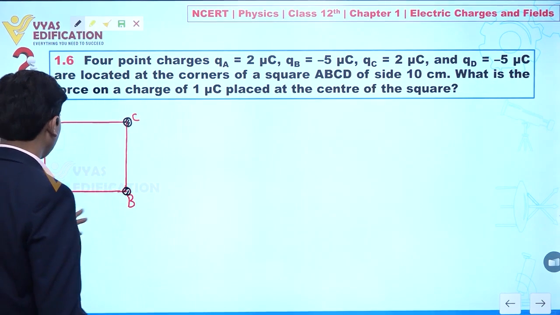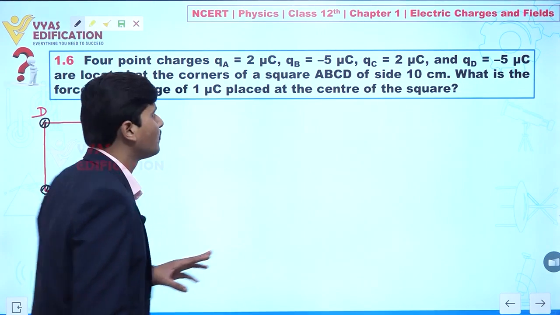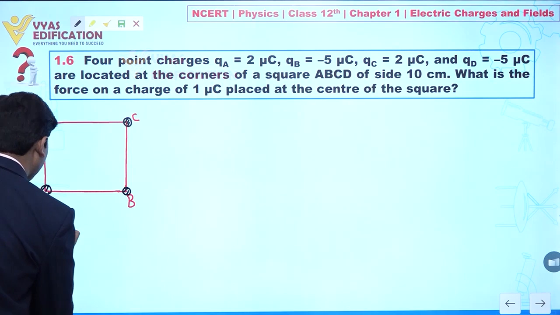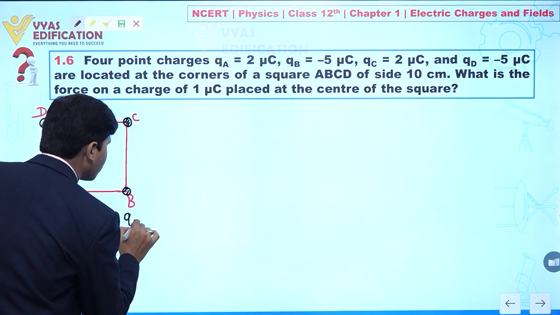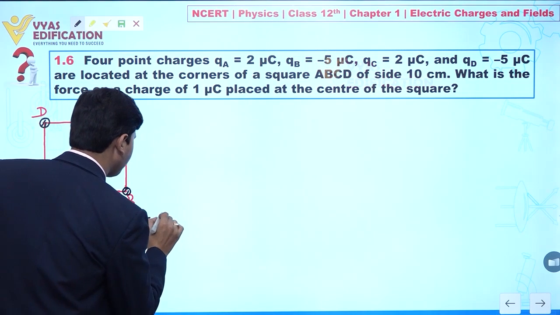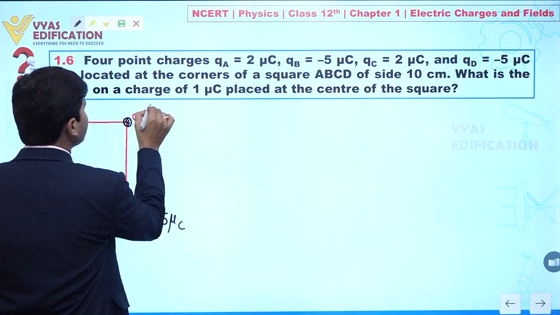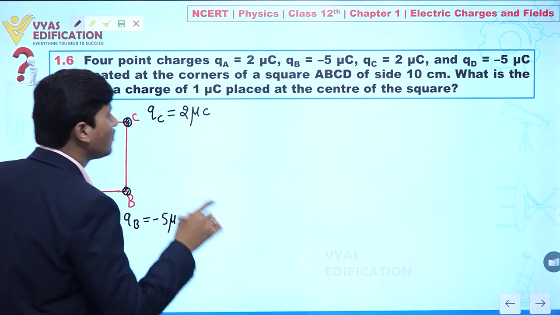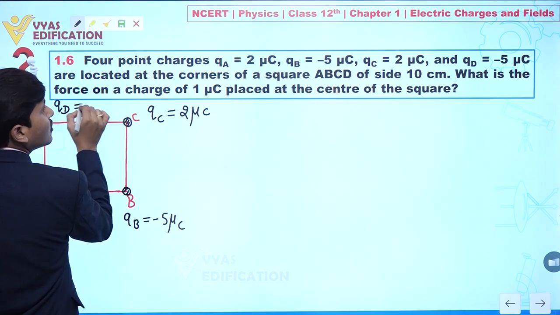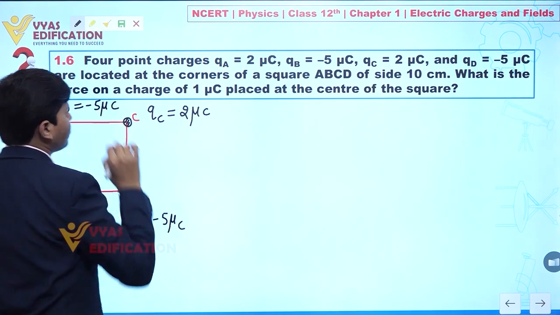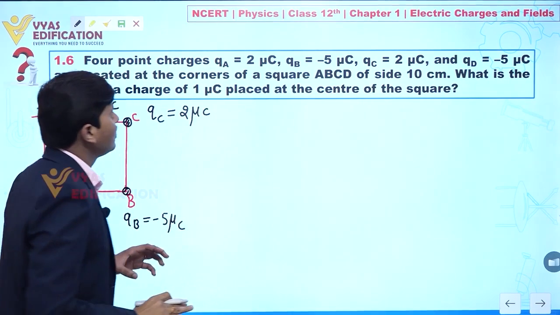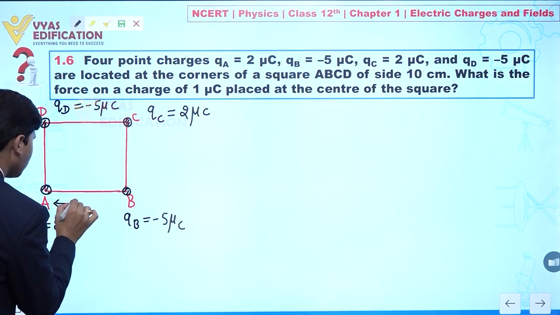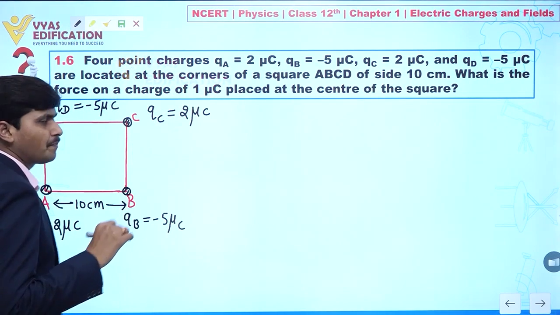The values of QA, QB, QC and QD are also given. The value of QA is given in this question as 2 microcoulomb, clear. Same here, the value of QB is given as minus 5 microcoulomb, okay fine. The value of QC is given as 2 microcoulomb, clear, and the value of QD is given as minus 5 microcoulomb, clear to everyone. Now listen carefully, one more point is given: the side is 10 centimeter, clear to you, okay fine.